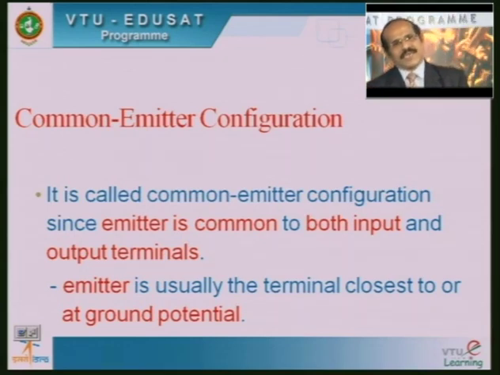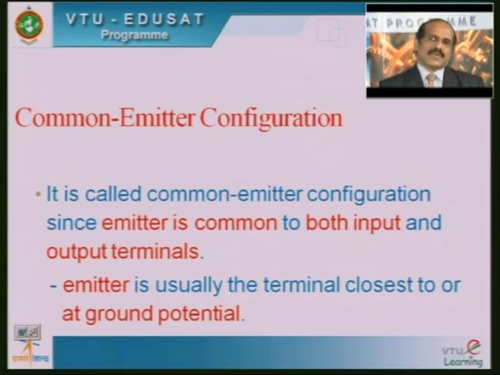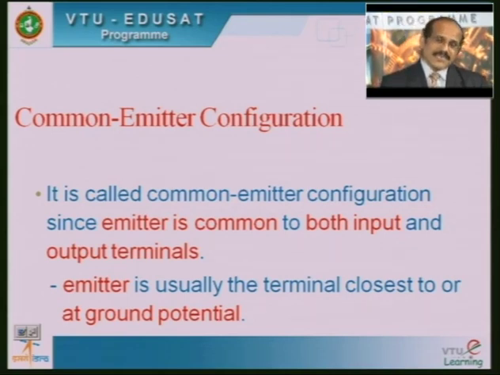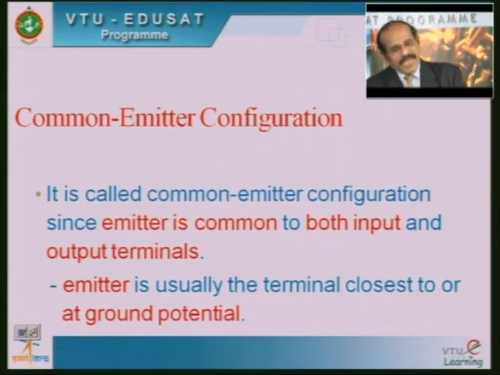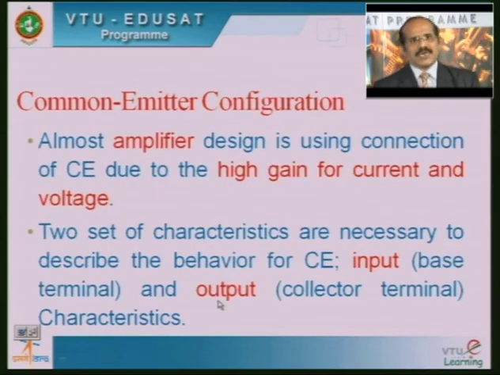As the name indicates, the common emitter configuration is called so because the emitter is common to both input and output terminals. Please note that the base acts as the input terminal, whereas the collector acts as the output terminal. And since the emitter is common with reference to both the base and collector terminals, it is called the common emitter configuration. Also, the emitter is usually at or close to ground potential here.